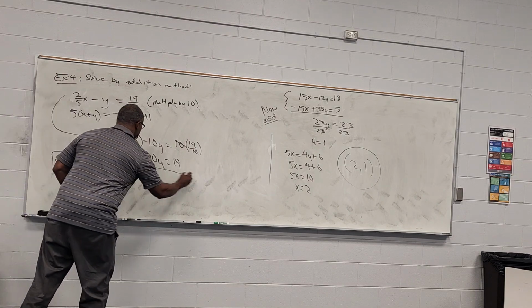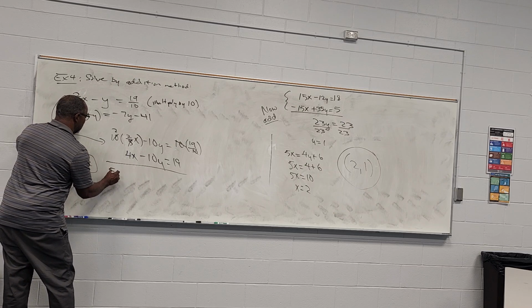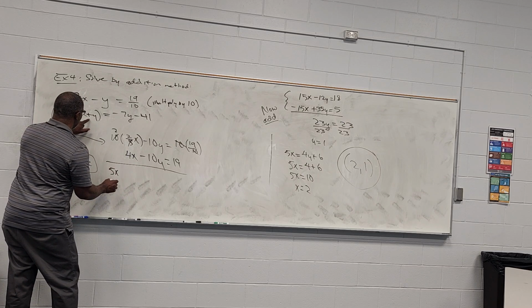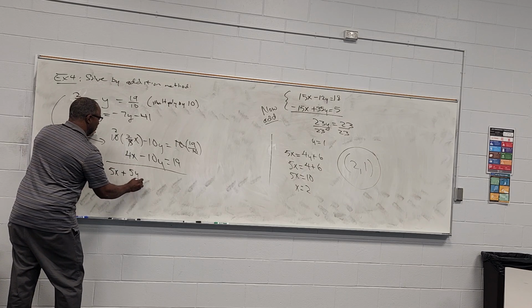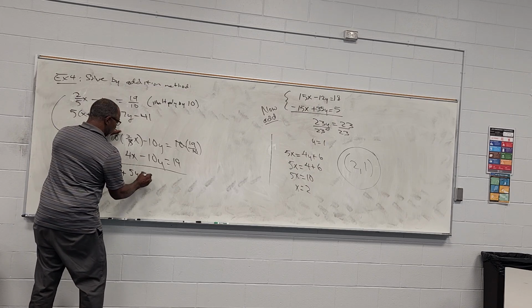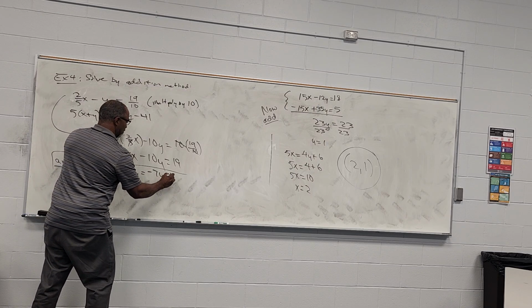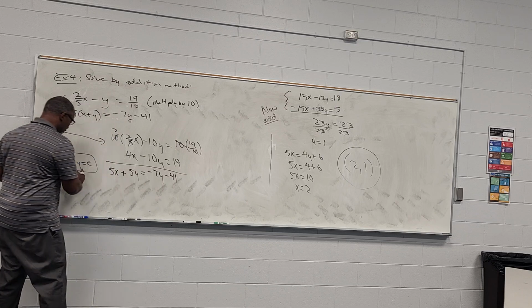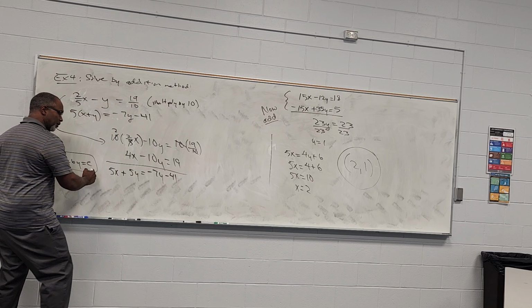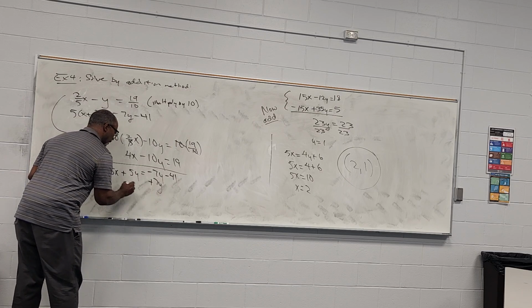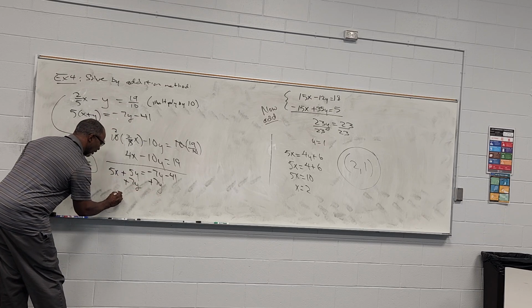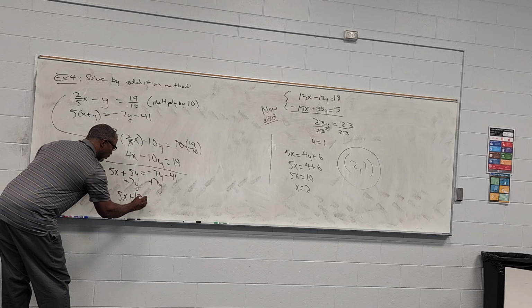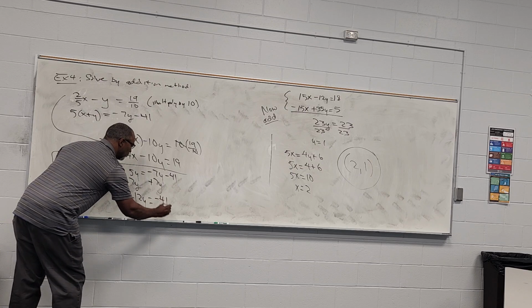Now, this second thing, let's take this one. Let's multiply through. 5 times x is 5x. 5 times y is plus 5y. And then over here equals negative 7y minus 41. Let's get all the terms with x and y on one side, numbers only on the other. So I'm going to add 7y to both sides. Do it on one side, I have to do it on the other side. 5x plus 12y equals negative 41.